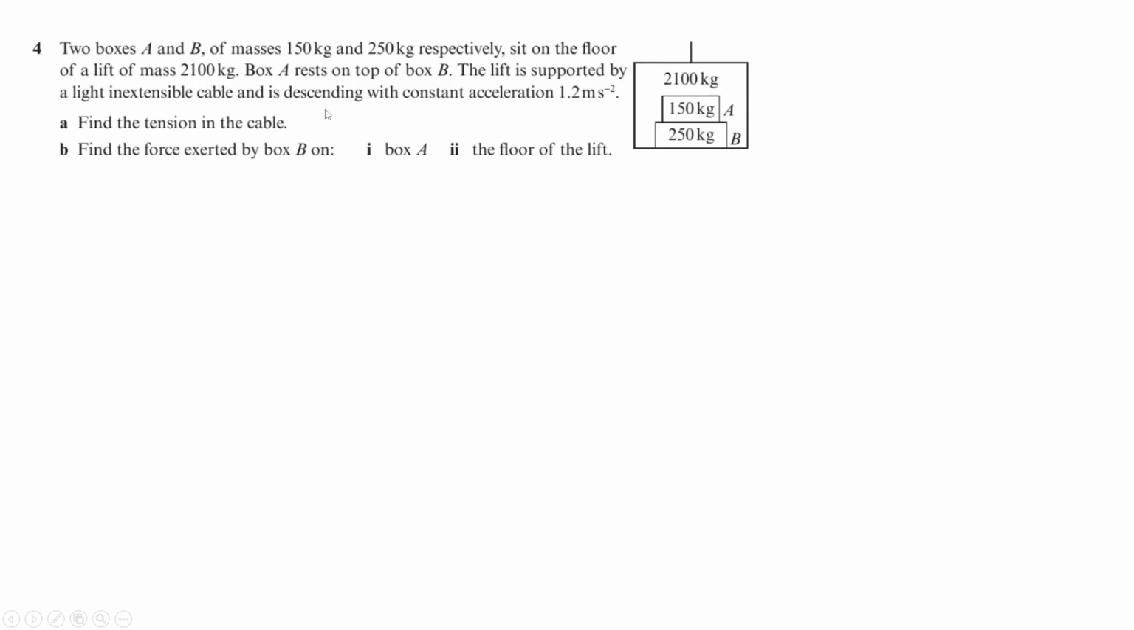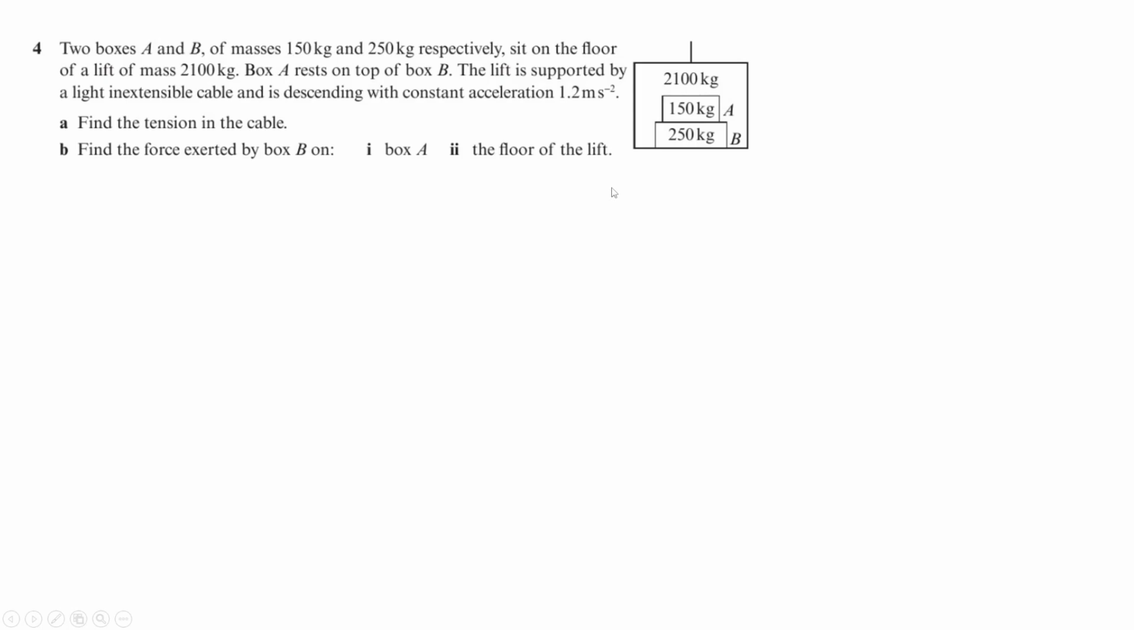Lastly, this is the final question. This is actually from the question book. It's different from the other questions because we've got two boxes now. So we've got a box of 150 kilograms and 250 kilograms, and the lift has a mass of 2,100 kilograms, and we need to find the tension.